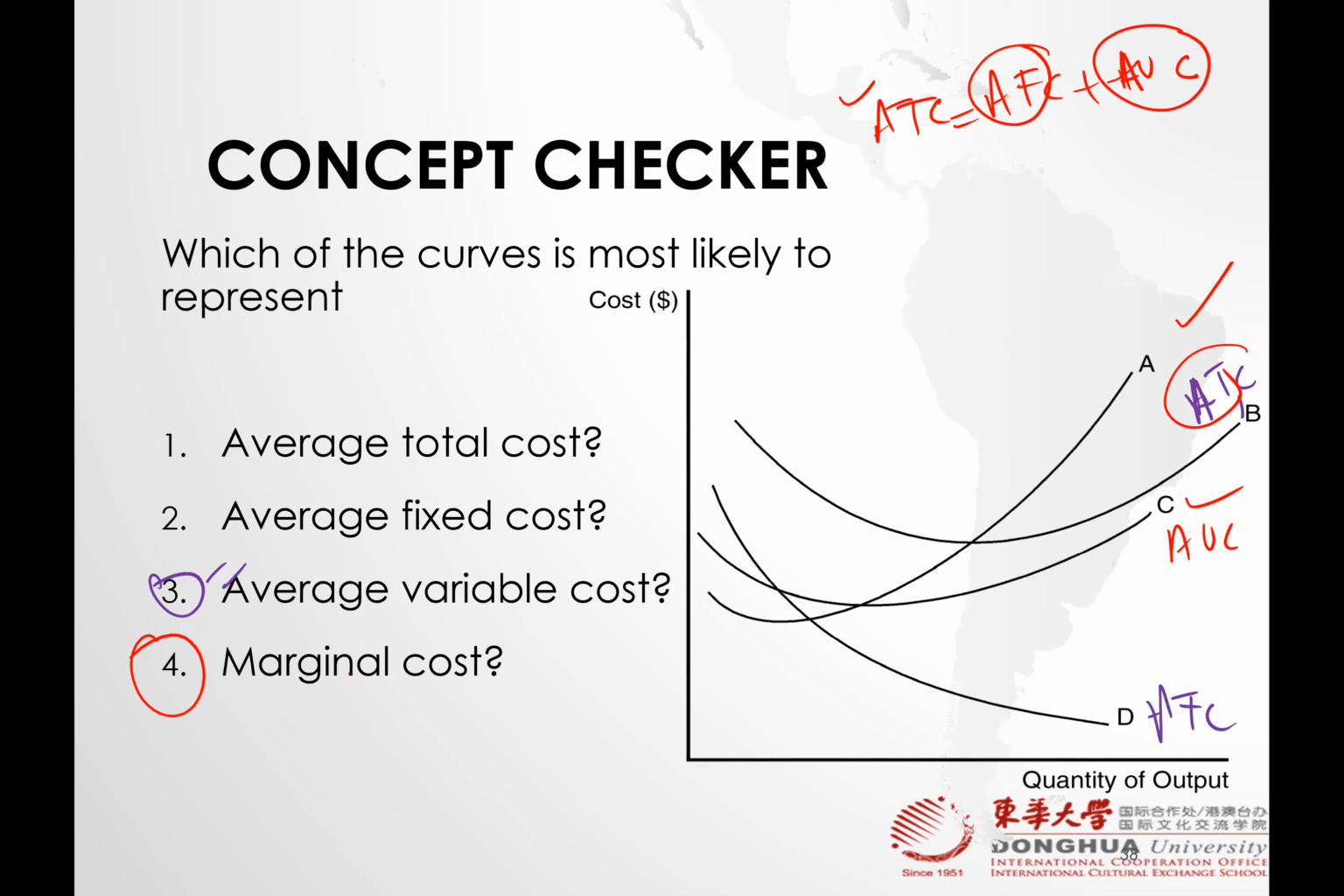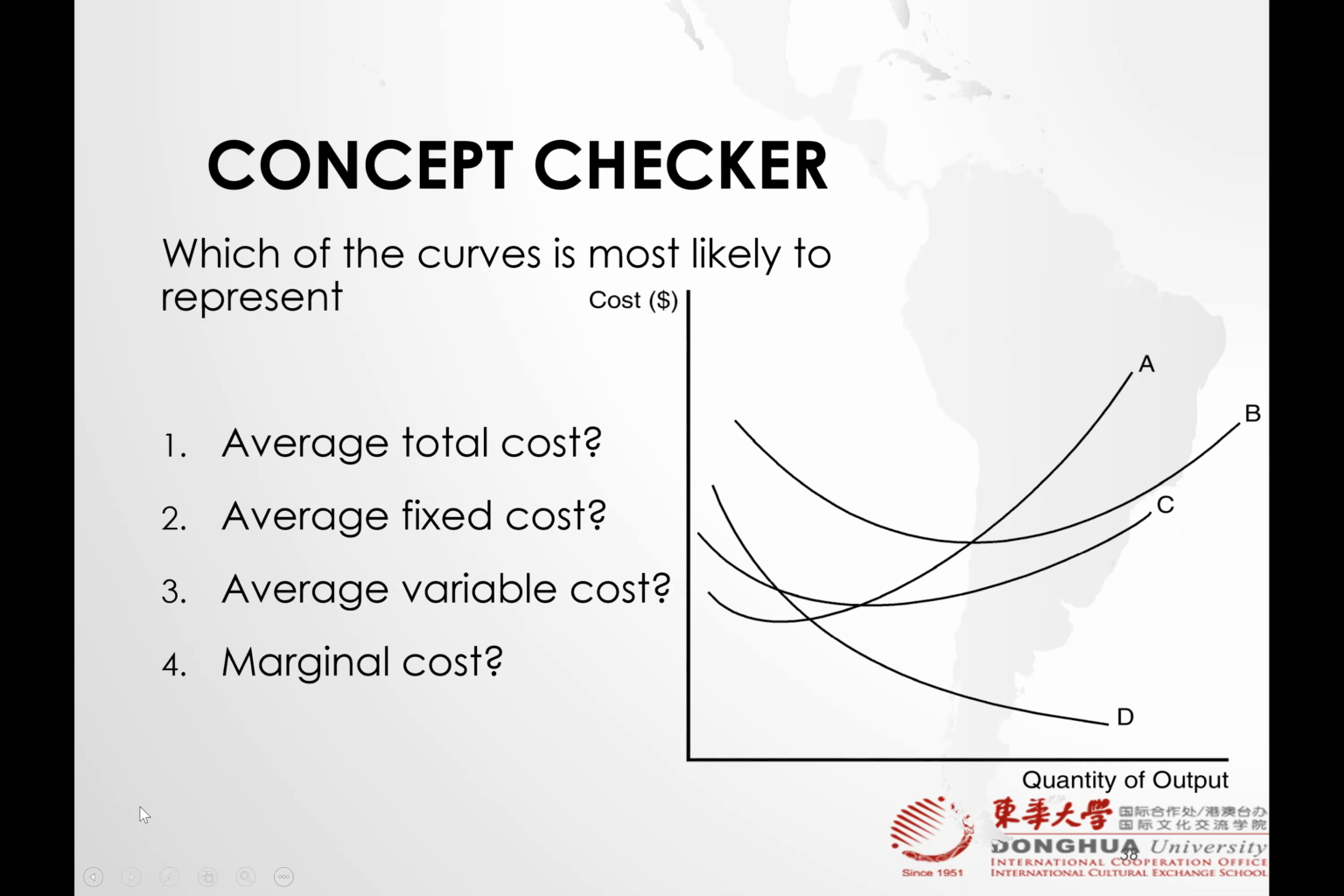Then the last one is the marginal cost. A is the marginal cost. Why? Because marginal cost is the cost that crosses the average total cost at its minimum, right? So this is the efficient scale. So we have to produce here, right? Everybody understand that? Do I need to repeat it? Clear? Let's move forward.